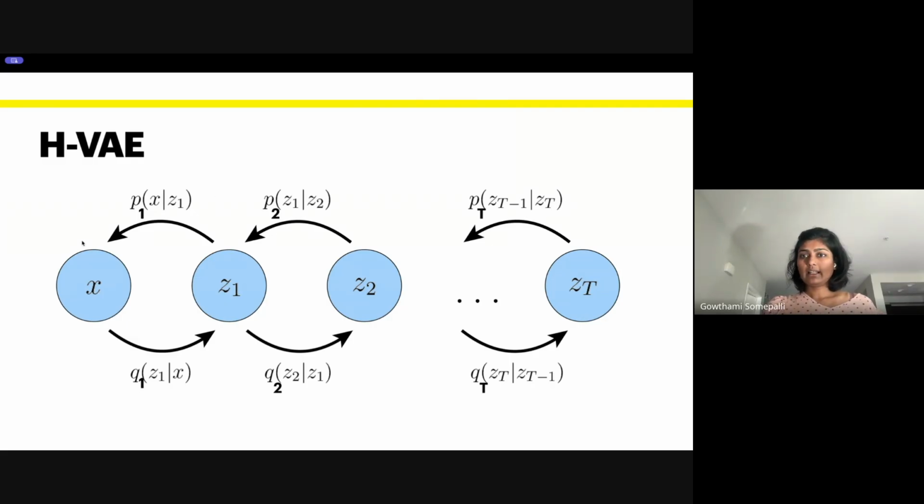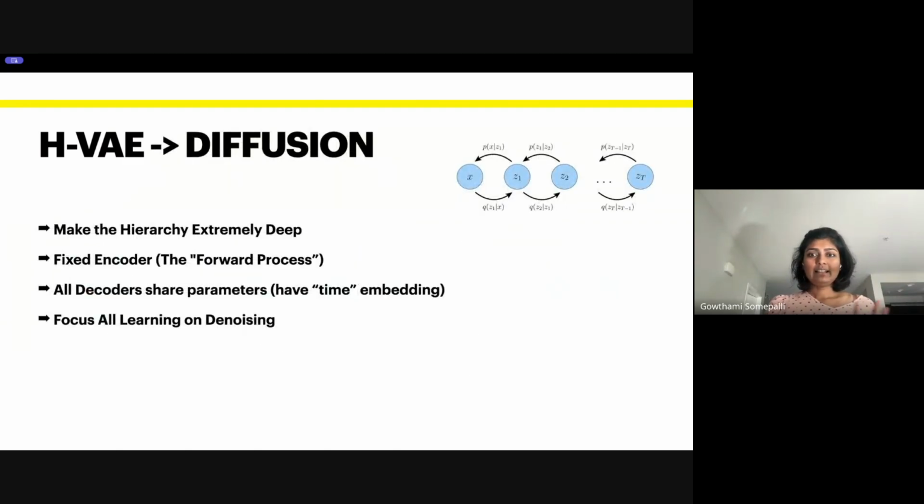And this can be done, and people have tried it. However, the quality is not very good yet. TLDR, we can technically go from hierarchical VAEs to the diffusion formulation as well. So let's take this picture. The first thing is, let's make this hierarchy very deep.